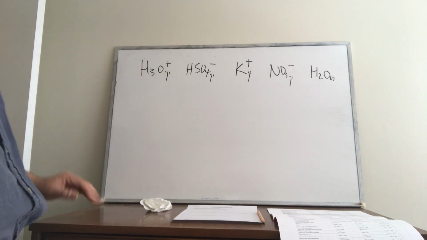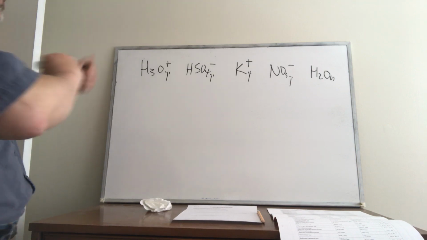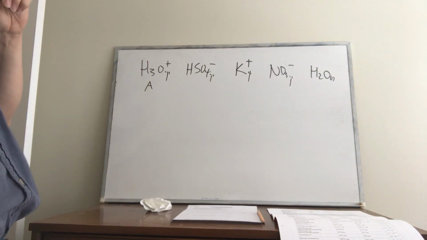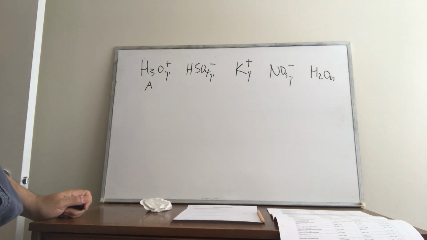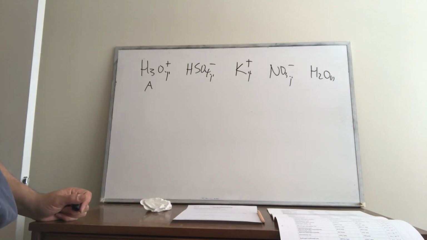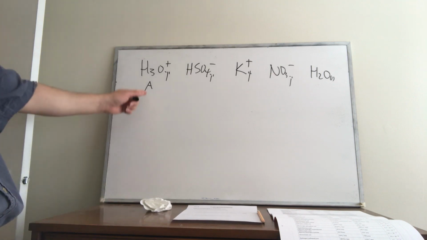So I take a look at H3O+, hydronium. It does have a proton to donate, so I put an A below it for acid. Can it accept a proton? Well, positive things don't normally accept protons. There are some rare ones, and if you're ever told that it's a base, just assume it can accept a proton, whether it's positive or not. But unless you are told it's a base, if it's positive, it doesn't accept protons. So it can't accept a proton.